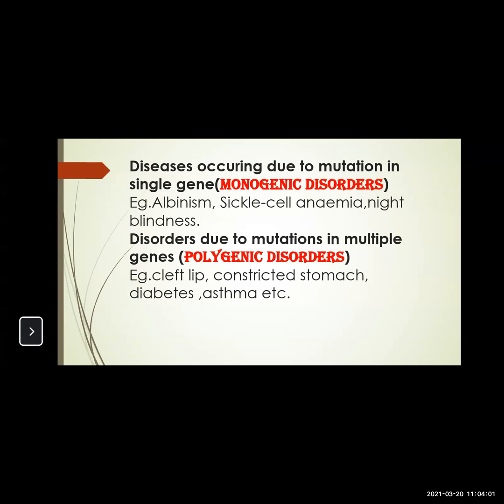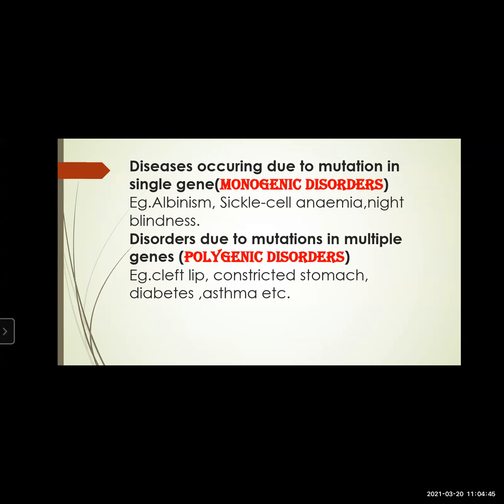Then the next type of disease is disorders due to mutations in multiple genes. That is polygenic disorders, right? So instead of one, if there are mutations or changes in more than one gene of the DNA, that is called a polygenic disorder. And again, there are many different examples of polygenic disorders: cleft lip, constricted stomach, diabetes, asthma, blood pressure, heart disorders, obesity, and many other diseases.